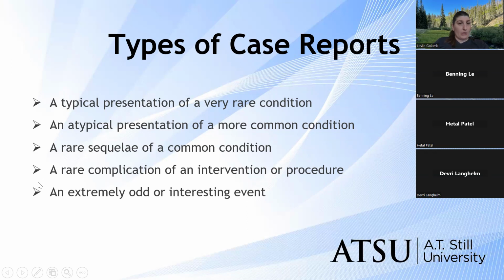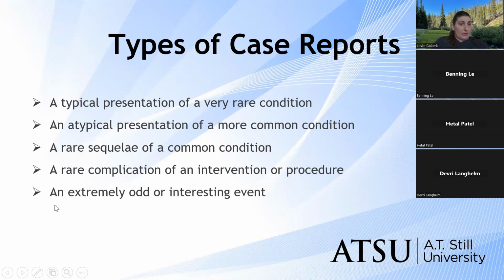Also, the next one is a rare complication or intervention of a procedure. So this could be new imaging, new technology that's coming out that you have found would help. Maybe new technology or imaging that could help with warning signs of cancer, or help to prevent similar complications in the future. So this can be a case report as well.